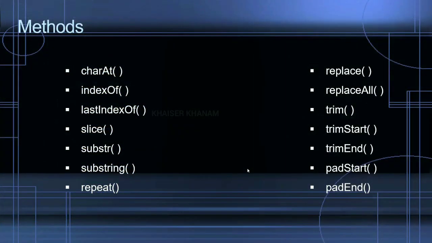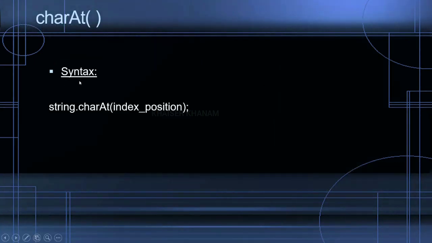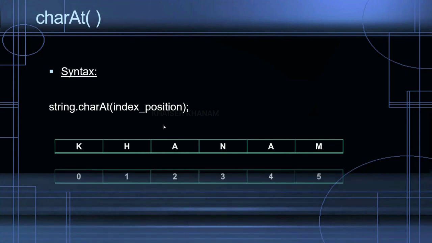Now inside this method section, we will be learning about these three methods. First, let us see charAt, and this will be the syntax. Whatever string variable we have created, we just write that, dot charAt, and inside the brackets we just give the index position. Earlier, when we accessed the strings, we gave the index position in square brackets. But here we give the index position inside these parentheses.